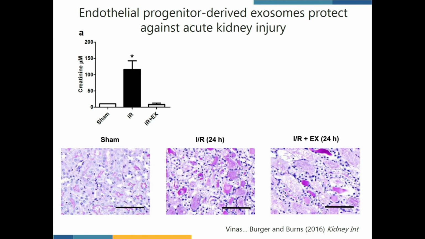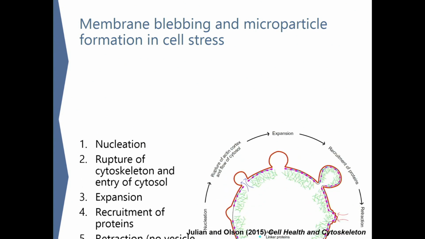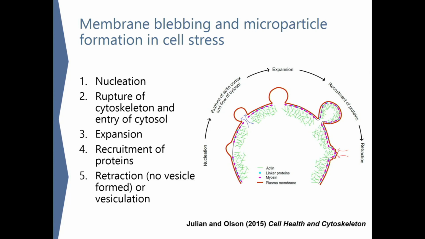Kevin's gone on to do a lot of work in this area, and this is one example. But the take-home message really is that these small EVs, these exosomes, appear to be protective and beneficial in a variety of acute and chronic diseases. I'm going to spend most of my talk talking about these larger extracellular vesicles known as microparticles. I don't want to say exosomes are boring, but I happen to find microparticles a little more interesting for a number of reasons, most of which relates to the fact that they're formed directly from cell stress.